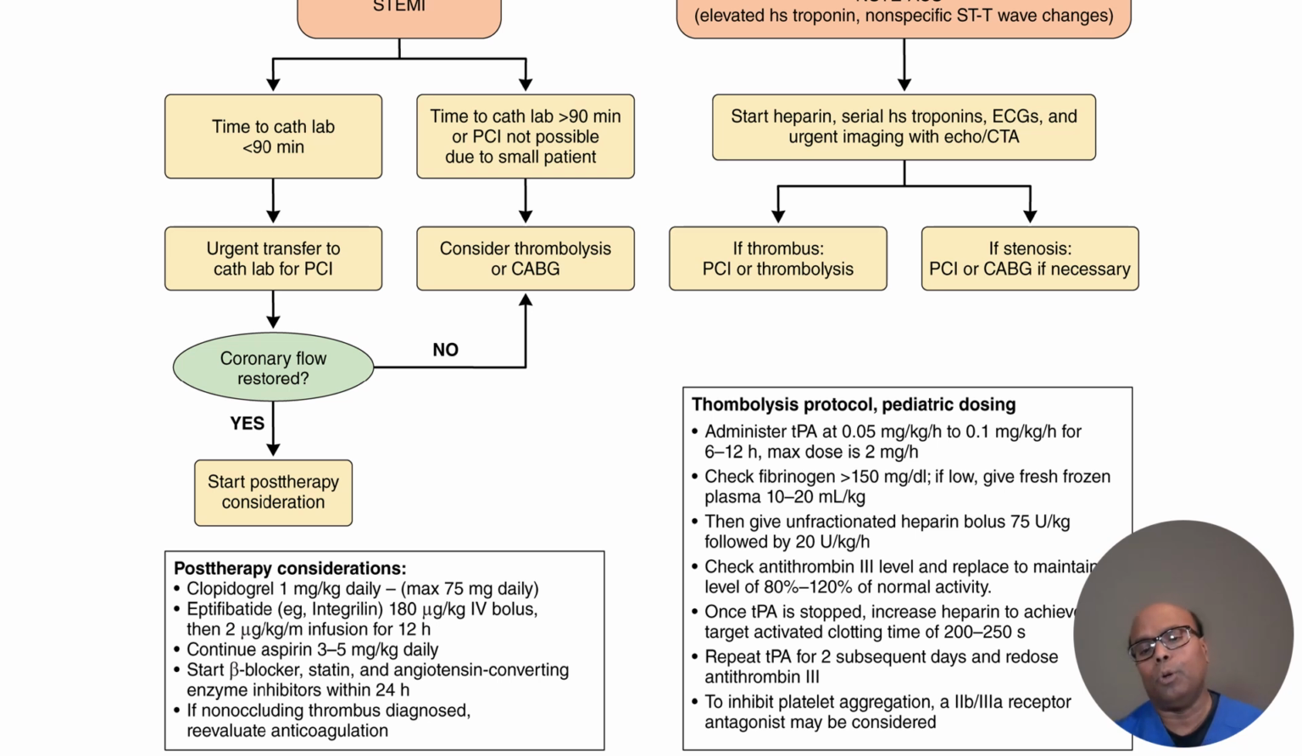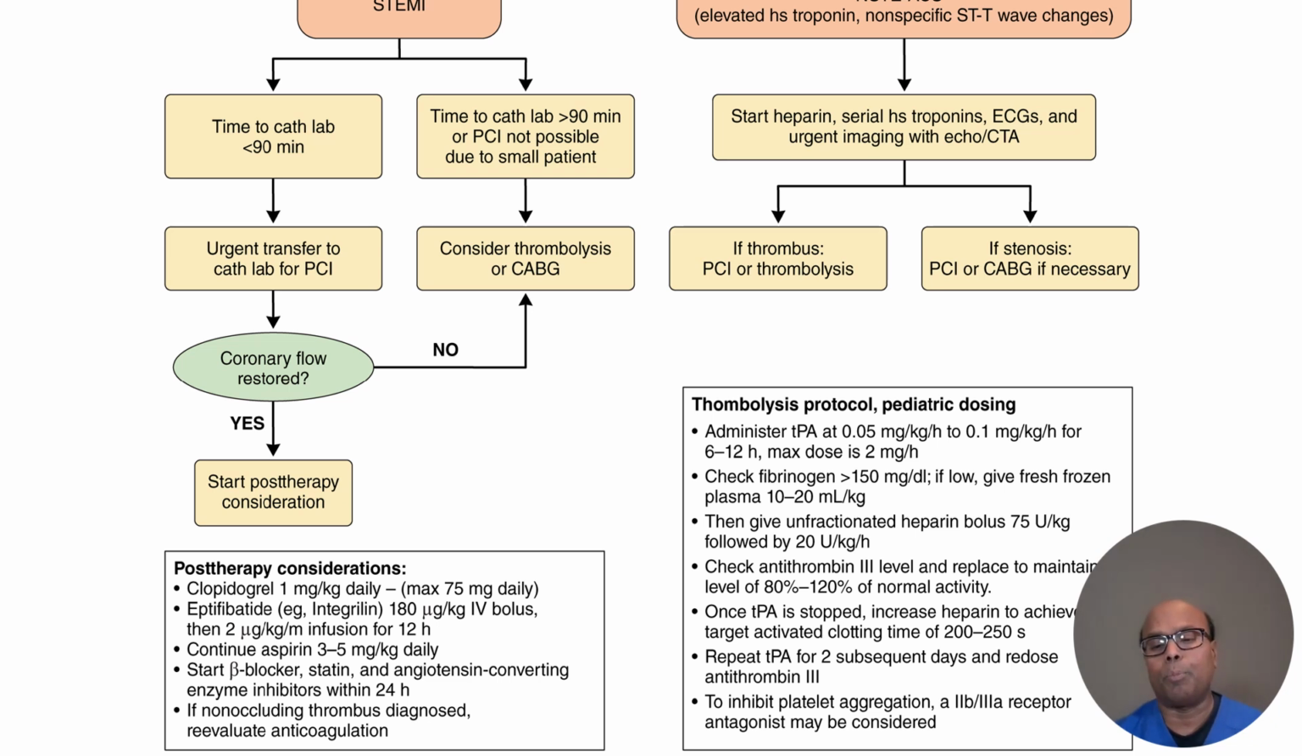In a non-STEMI group, for thrombolysis, the pediatric protocol is as follows. Administer TPA at 0.05 milligram per kilogram per hour to 0.1 milligram per kg per hour for 6 to 12 hours. Max dose is 2 milligram per hour. Check fibrinogen, which should be more than 150 milligram per deciliter. Give fresh frozen plasma 10 to 20 ml per kilo.